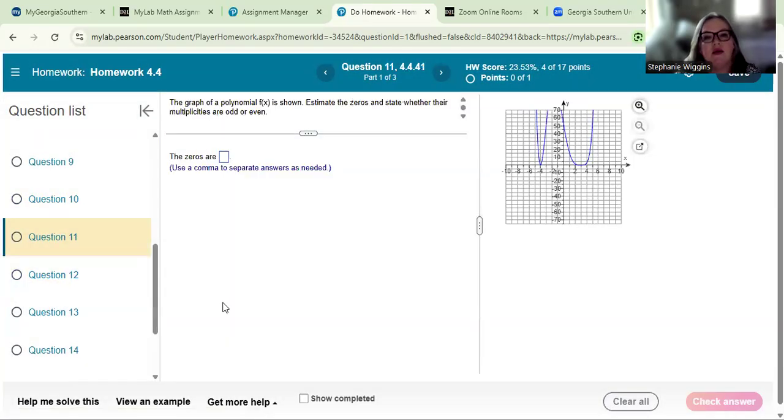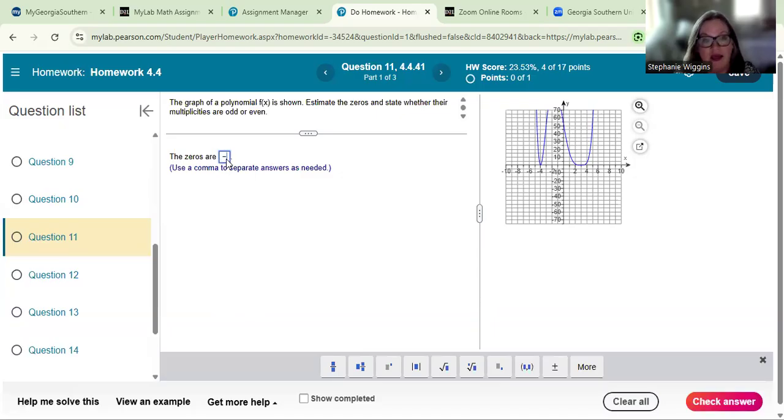All right. Okay, here, this one deals with multiplicity. The graph of the polynomial f of x is shown. Estimate the zeros and state whether their multiplicities are odd or even. So first we're going to list the zeros. There's a zero here at -4. There's a zero at 3. There are two zeros. So they are -4 and 3.